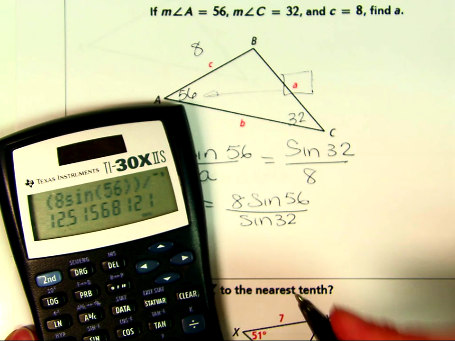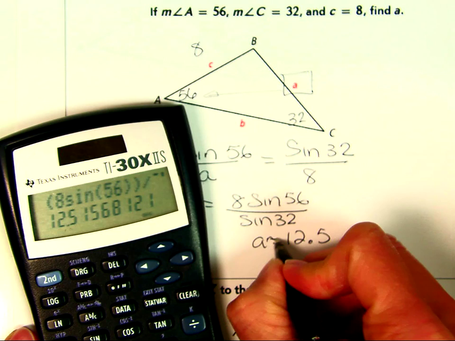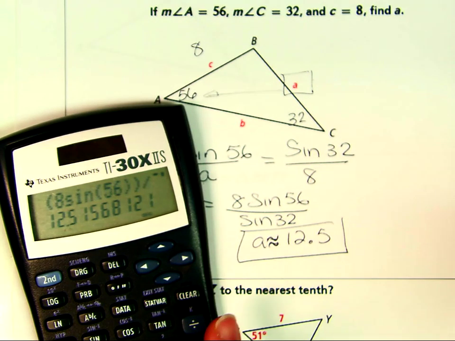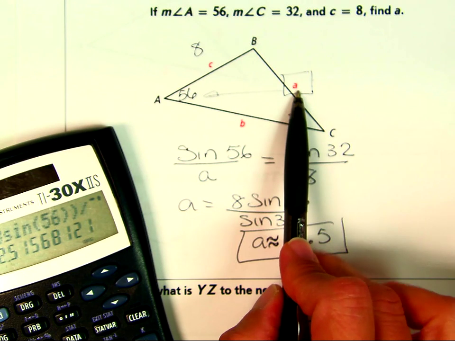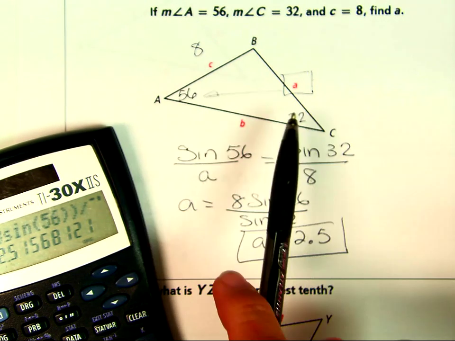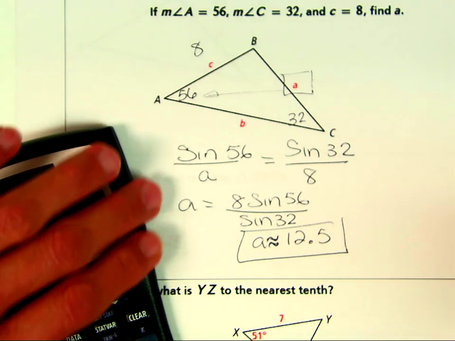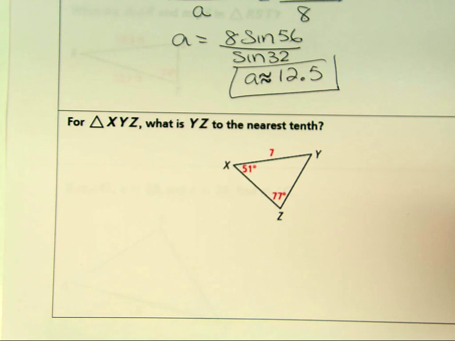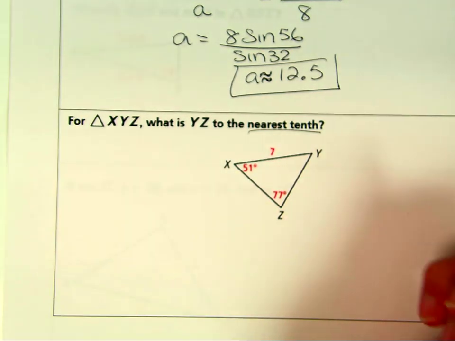And if we press equals, we get that side A is equal to 12.5. We're going to change that from an equals to an approximately equal to because we just rounded. And that is how we find it. Now, I always go back and look. I know that 56 is bigger than 32, so I need to remember that A is going to be bigger than 8. And it is. That's almost twice as big, and this is not quite twice as big. I always like to look at that as my check to see if I did something wrong. Okay. This one actually tells us to round to the nearest tenth. The other one didn't. So if it doesn't, you can round to whatever you want.